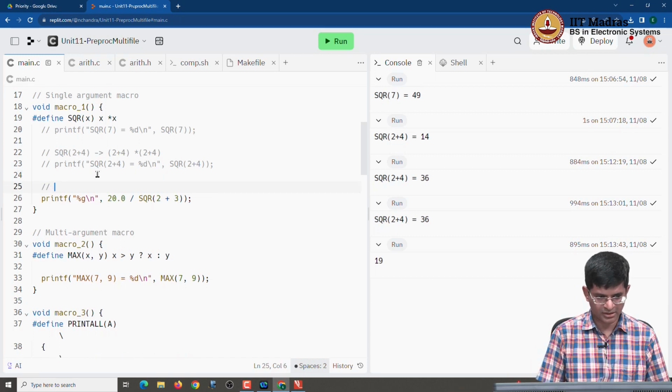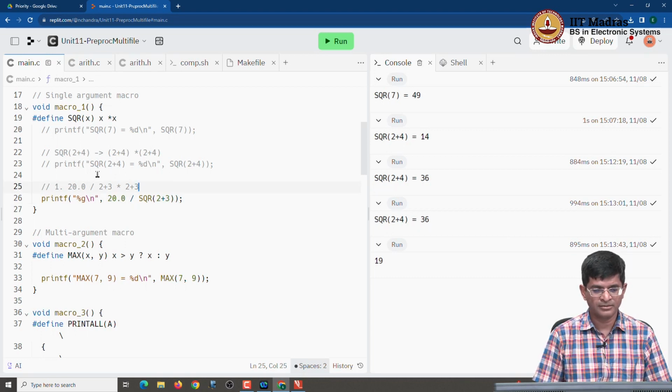Let us look at the first expansion out here, which basically says I am going to get 20.0 slash 2 plus 3 star 2 plus 3. Let me just get rid of these spaces over here so that I know that it is exactly the expansion that I expect. Now let us evaluate this. I end up getting 20 divided by 2. This is the highest precedence and gets evaluated first. So that goes to 10 plus 3 star 2 plus 3. In other words, this statement has got transformed into this.